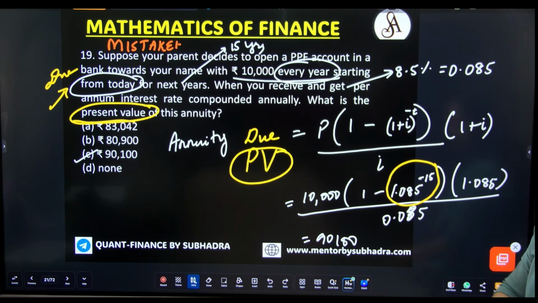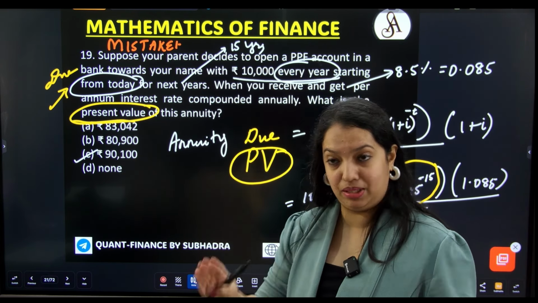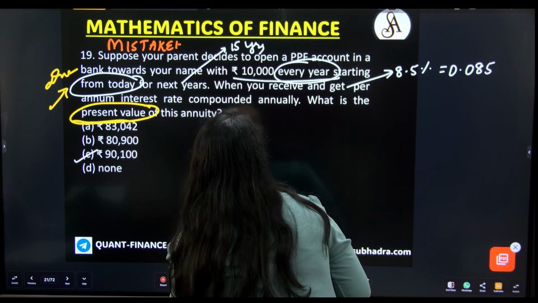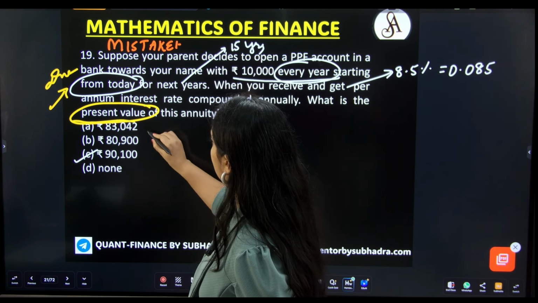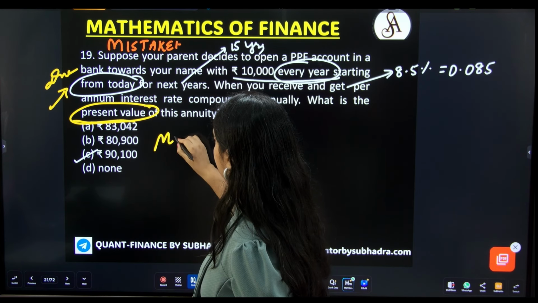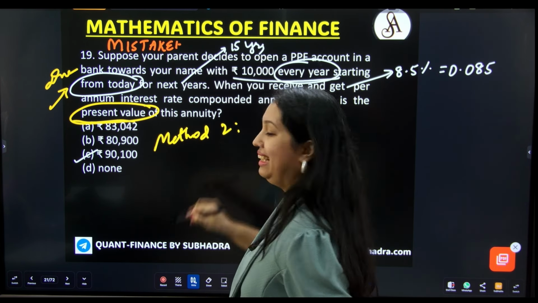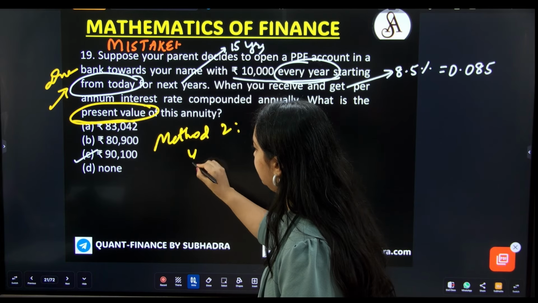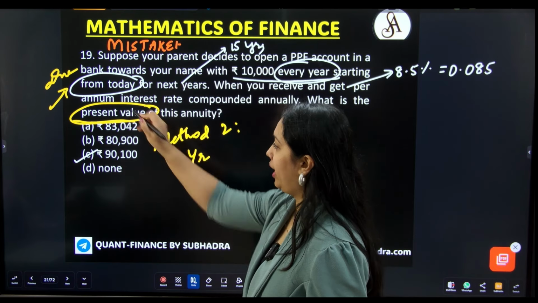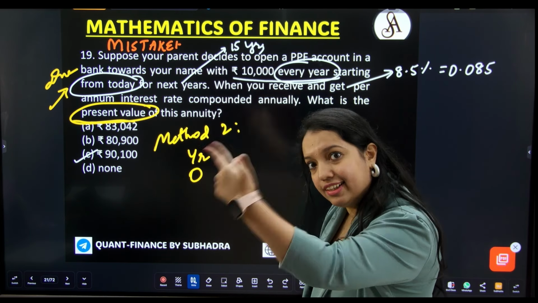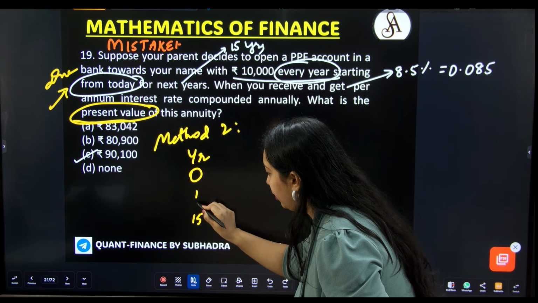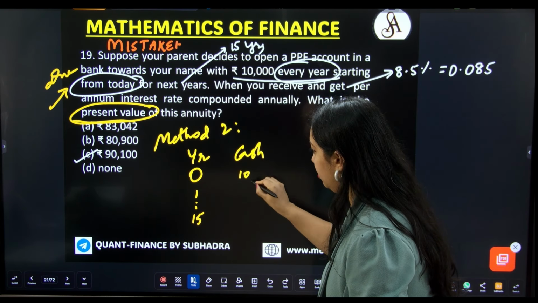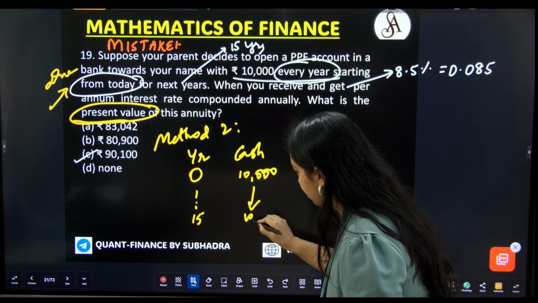So I'm teaching you method number 2, which I taught in the class, table method, which you will learn in your CA intermediate as well. The first column is year. Starting from today, today means year 0. For next 15 years, year 1 to year 15, full, I need to write. What is the amount? Cash flow, 10,000 rupees, full 10,000 to last.